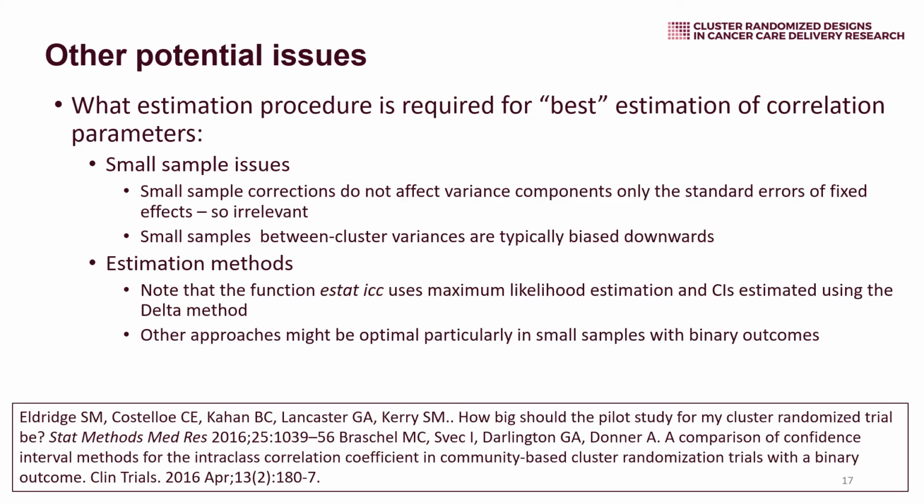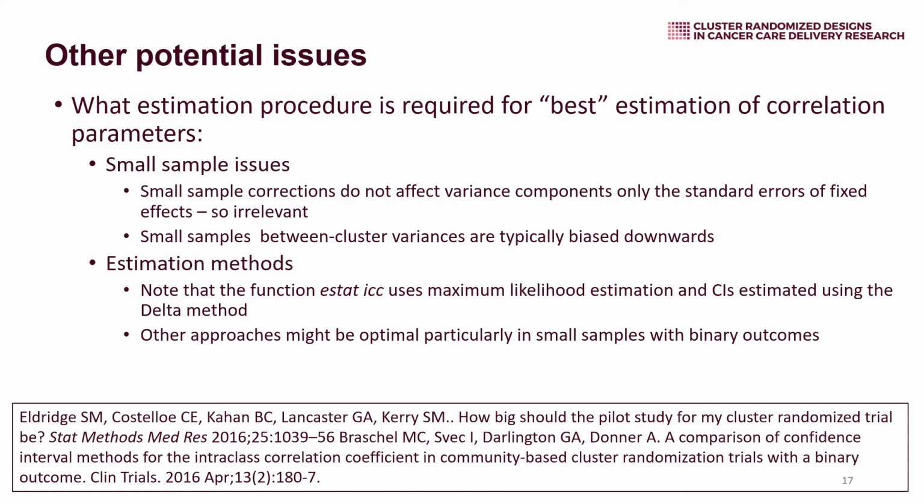So, other potential issues that might be worthy of some consideration here. What estimation procedure is the best for these correlation parameters? We spent some time thinking about small sample corrections. These small sample corrections affect and influence the standard errors of the fixed effects, but they do not affect the variance components, so for our purposes they are irrelevant. But nonetheless, if we have small samples, then these between cluster variances are typically biased downwards. So that's one thing to note.